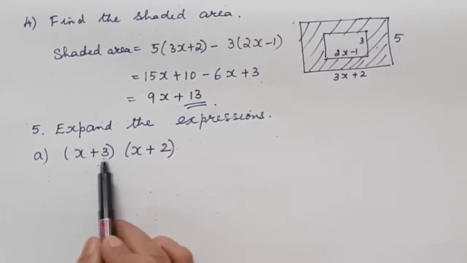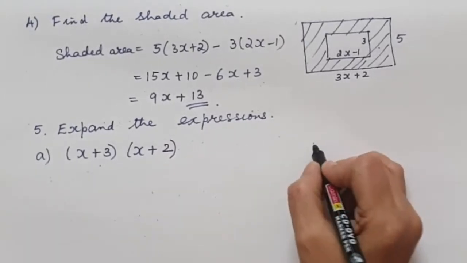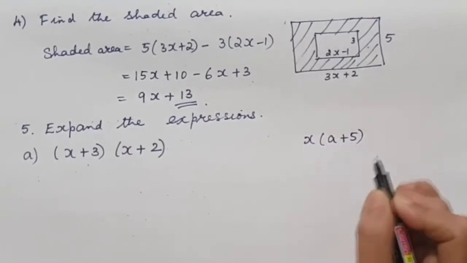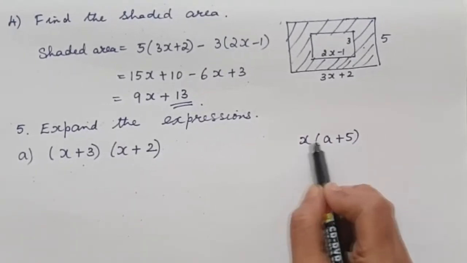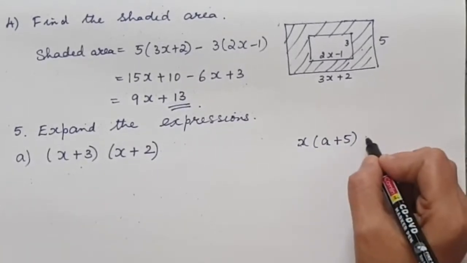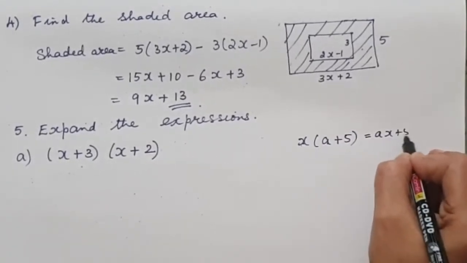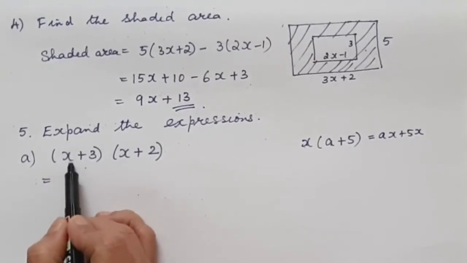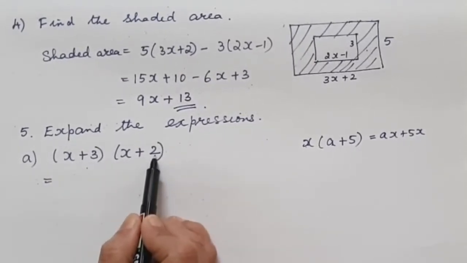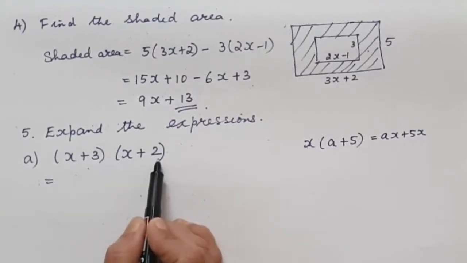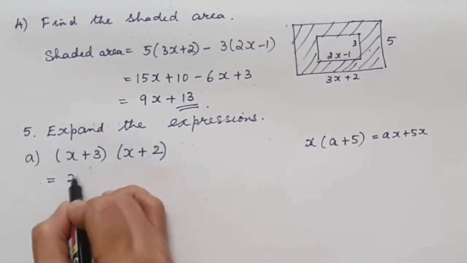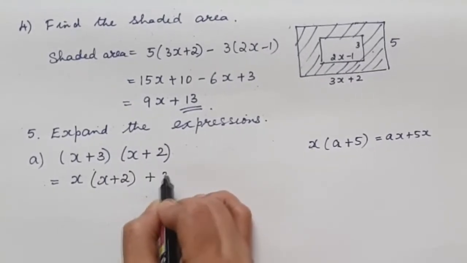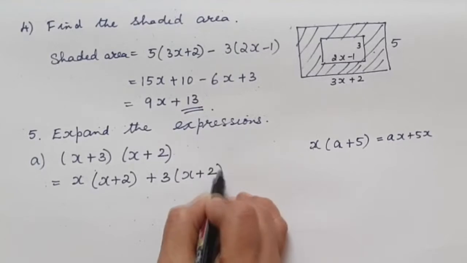A part, x plus 3, x plus 2. Previously we were doing x into a plus 5. Like this, we just multiplied this x with a and x with 5. So we wrote it as ax plus 5x. The same concept we'll be using over here. This first term x will multiply with the entire term. Then this 3 will multiply with the entire term. So we can write it as x multiplied by x plus 2 plus 3 multiplied by x plus 2.